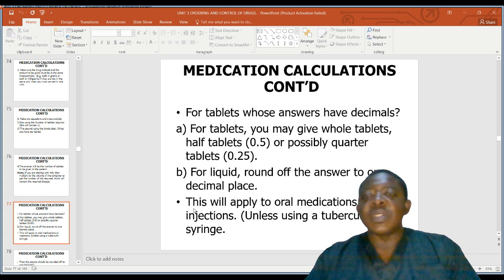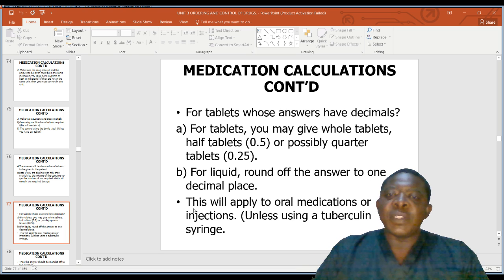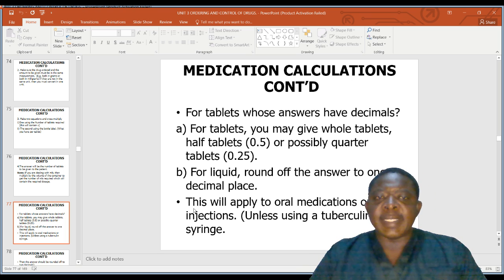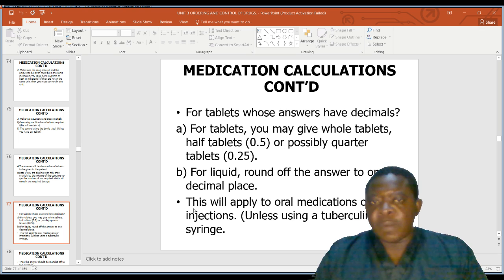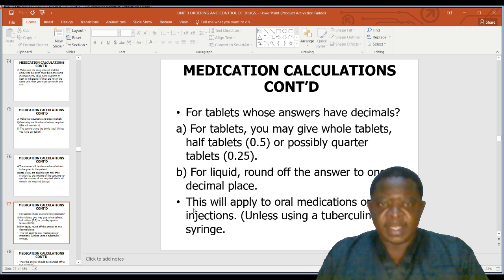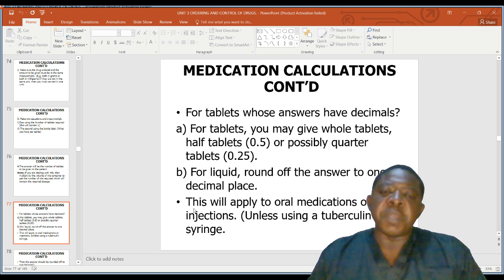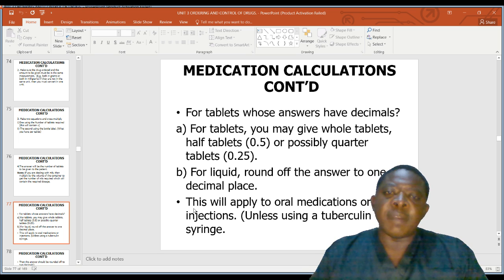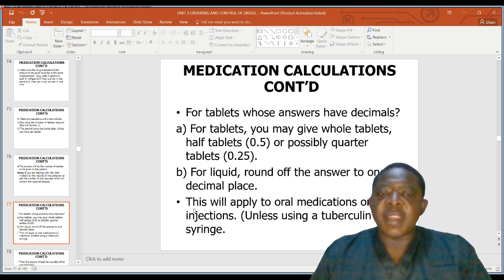For tablets whose answers have decimals, you have to give whole tablets, that is half tablets, 0.5, or possibly quarter tablets like that. So for those tablets that have provision for dividing, you can divide so that you can come up with the right milligrams. Otherwise, it might mean you have to give the whole tablet, or you have to give the smallest dose, or give the upper dose.